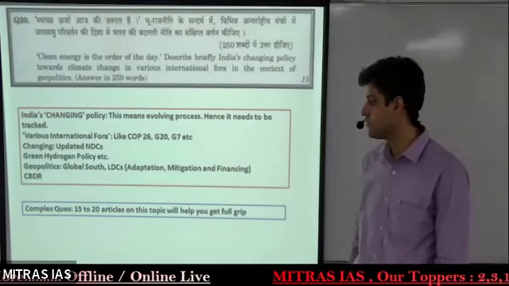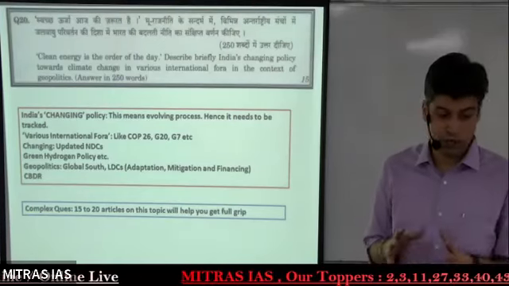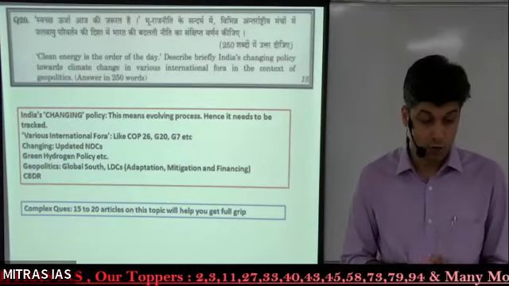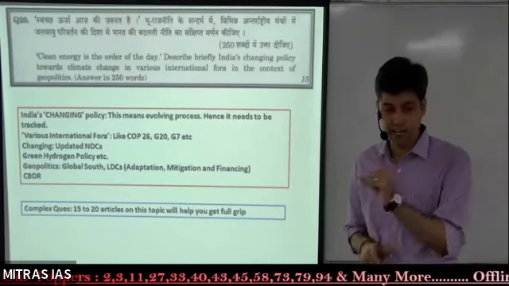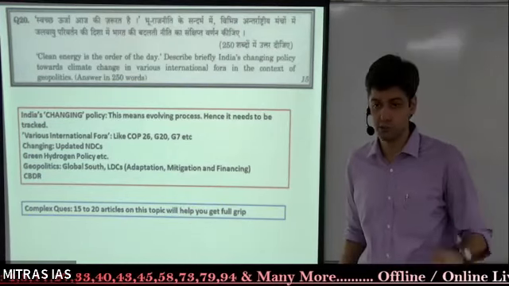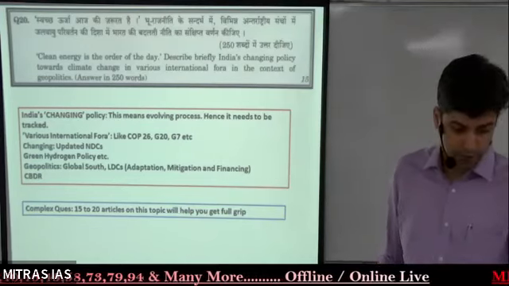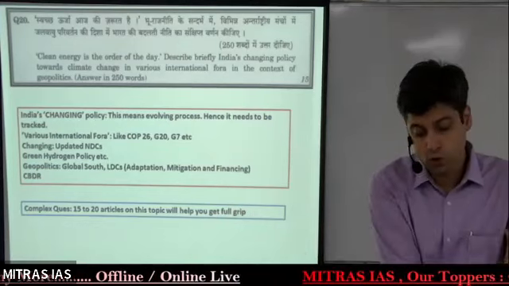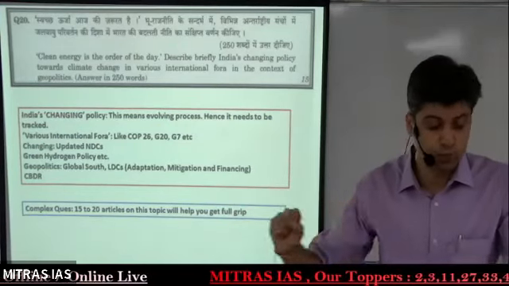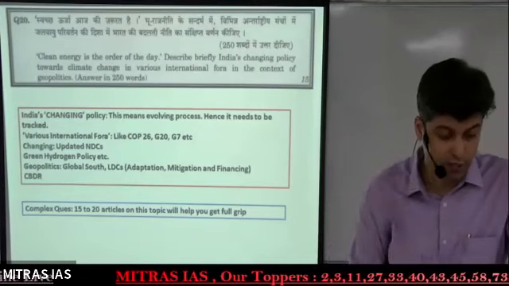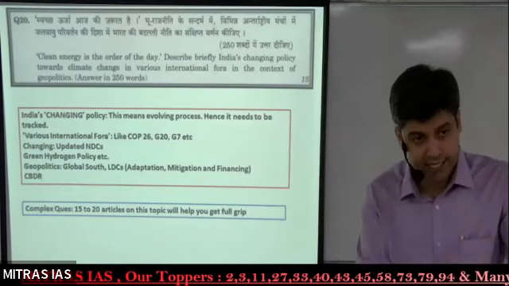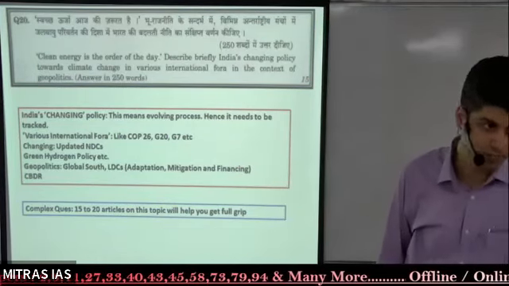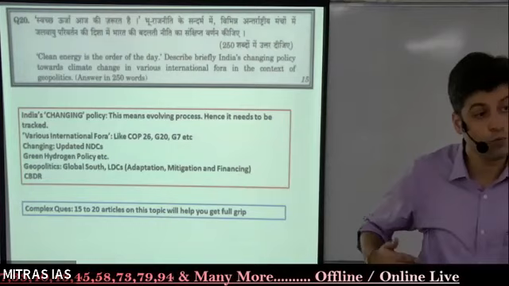Question 20 of paper 2. Clean energy is the order of the day. Describe briefly India's changing policy towards climate change in various international fora in the context of geopolitics. Again, a very interesting question. Many important keywords here. Clean energy is the order of the day, there is one quote. Let's keep it aside. India's changing policy towards climate change in various international fora. So I have emphasized India's changing policy. This means an evolving process. Hence, it needs to be tracked over the period.